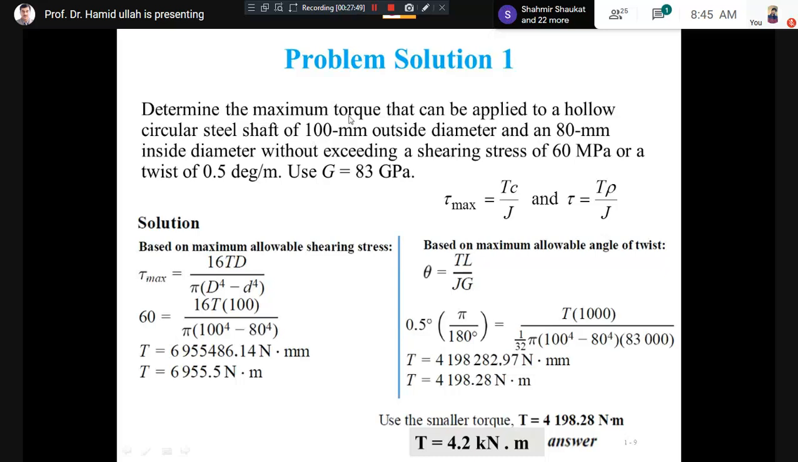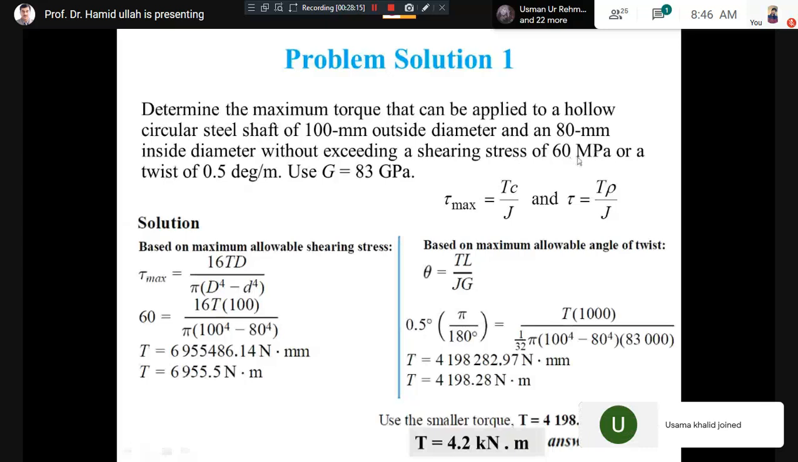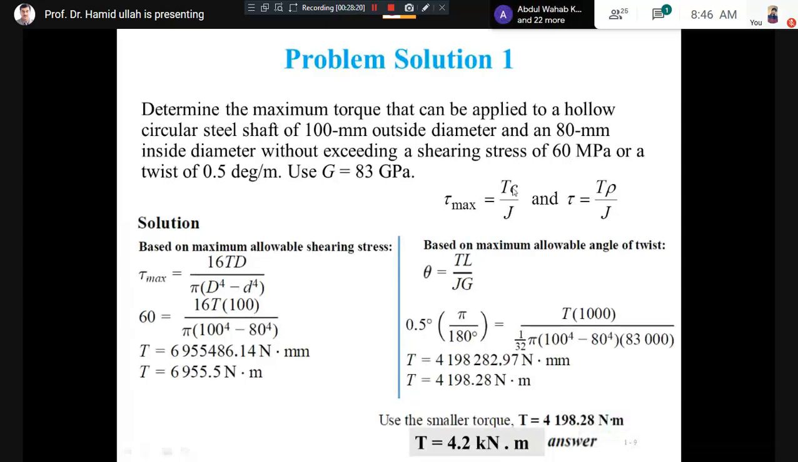Torque is required. And for torque, you have two formulas. One is this formula, you can see. The capital T is basically for torque, and this torque is based on shear stress, because you can see on the left side, tau maximum. Tau maximum is given as 60, so you can use it to find out torque.